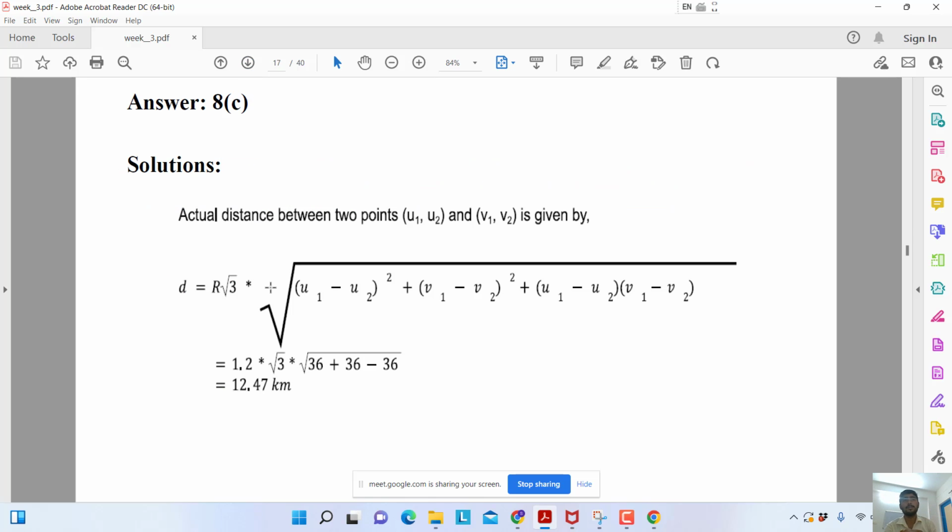Just put all these values in this equation. From there we can calculate the distance. So R is 1.2. You just put the values of u1, u2 and v1, v2. From there we will get the value of D. D is 12.47 kilometers. The answer will be option C.